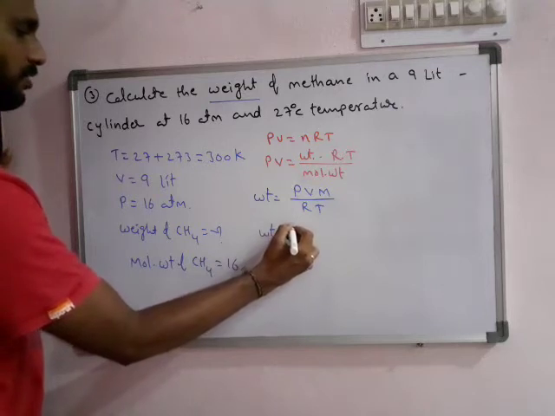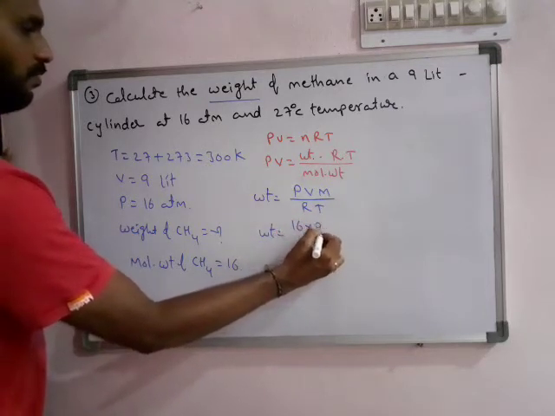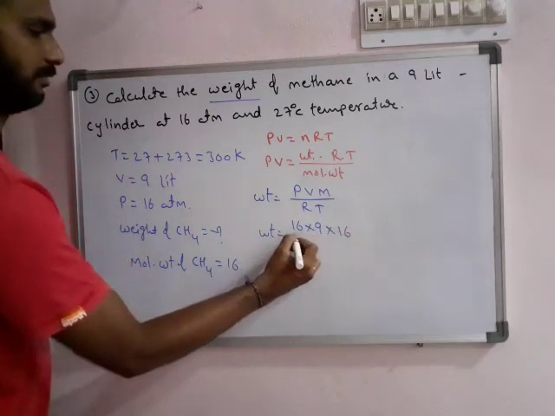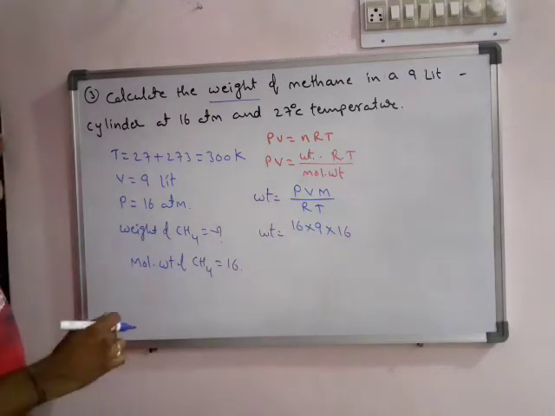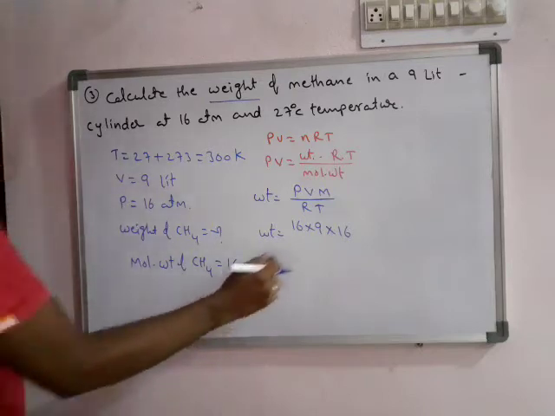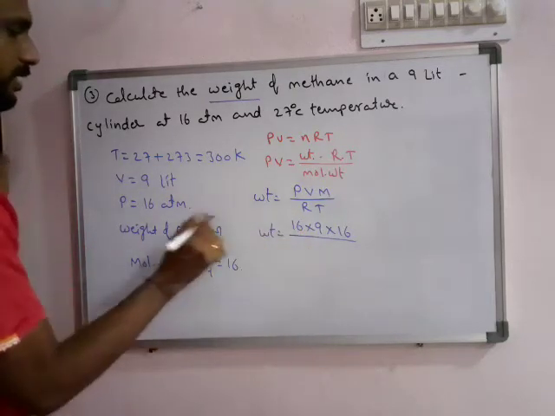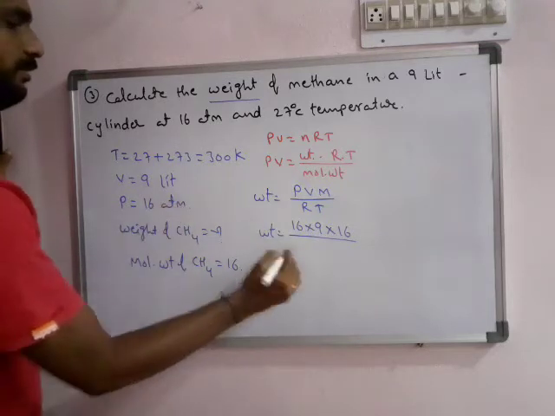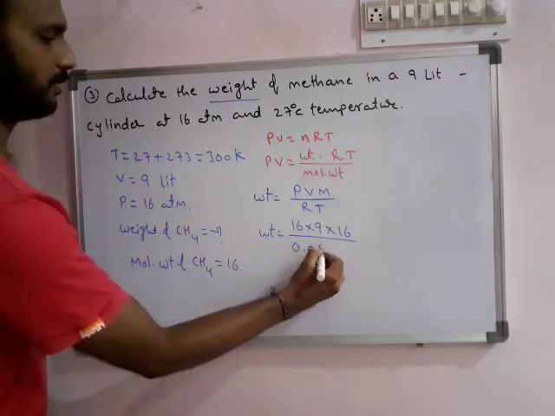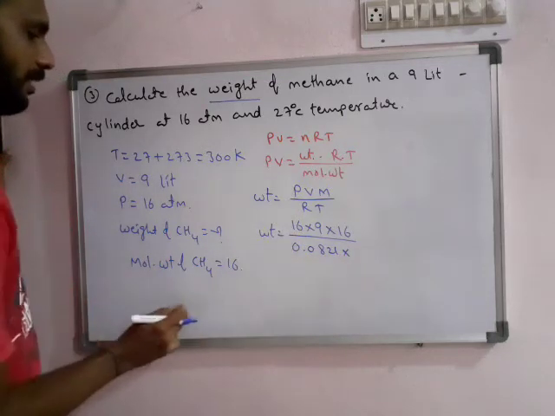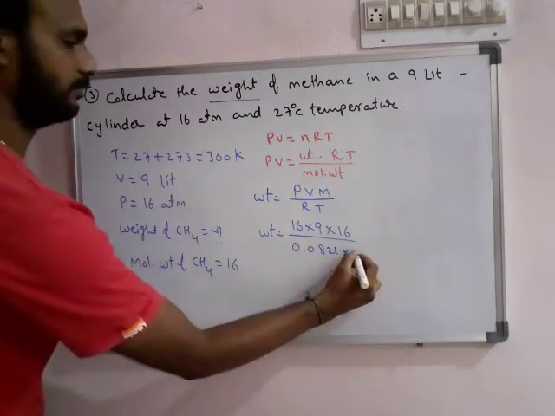So P, how much? Volume is 9 liters, molecular weight is 16. The pressure is also given as 16. The R value is in atmosphere liter, so what's the value? 0.0821 atmosphere liter. Temperature is given as 300.